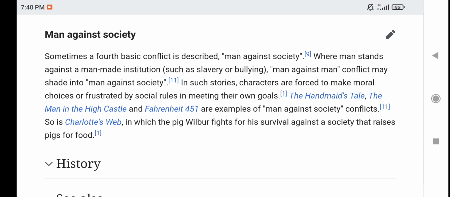Conflict is also seen in Charlotte's Web, in which the pig Wilbur fights for his survival against a society that raises pigs for food.